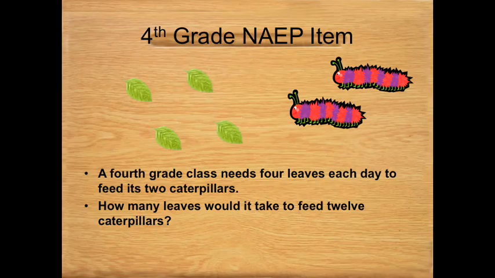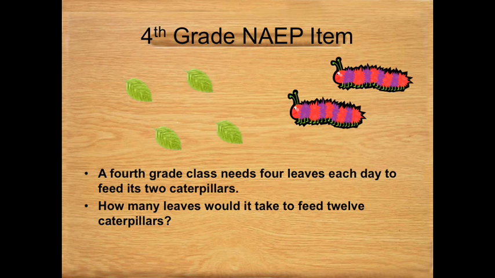Based on the video that we had just viewed, when we looked at comparing sets to sets, sets of oranges to sets of apples, here is a problem that came from NAEP, and if you read the problem, it states a 4th grade class needs 4 leaves each day to feed 2 caterpillars. So I'm talking about the ratio of 4 to 2. I'm looking at 4 leaves to 2 caterpillars. So now the question is, how many leaves would it take to feed 12 caterpillars?